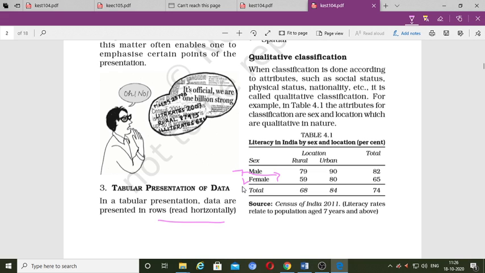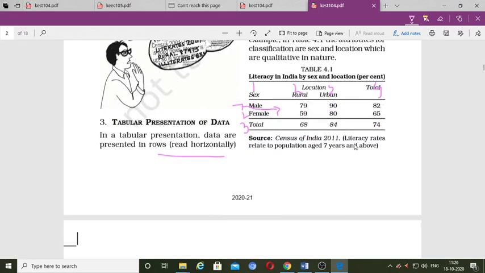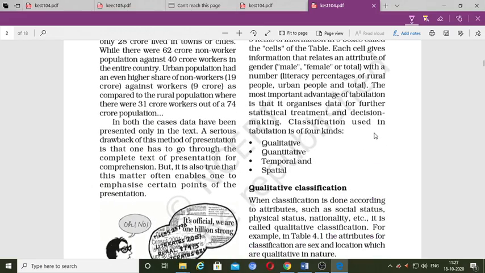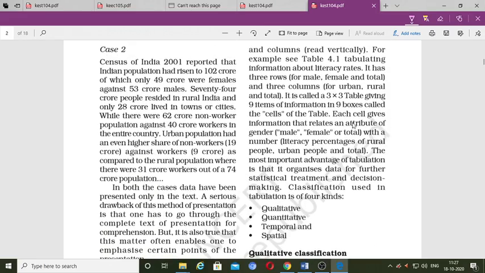First row, second row, and the third row is about total. How many columns? 1, 2, 3, and 4. There are 4 columns. So in tabular presentation of data, we show the data in a table. Whatever data we have collected, we organize and present it through a table. When we have 3 rows and 3 columns, it is called a 3 by 3 table, giving 9 items of information in 9 boxes. These boxes are called cells of the table.